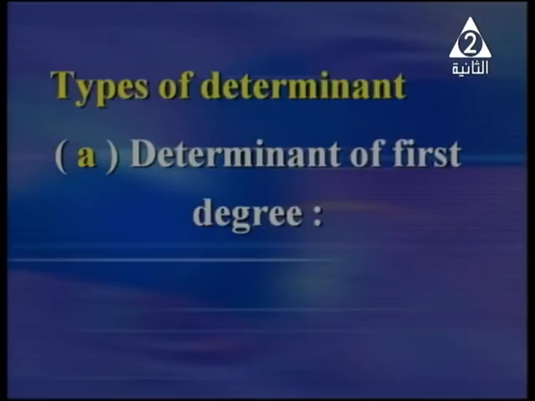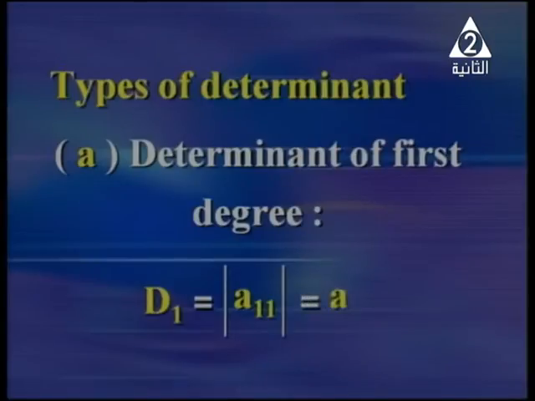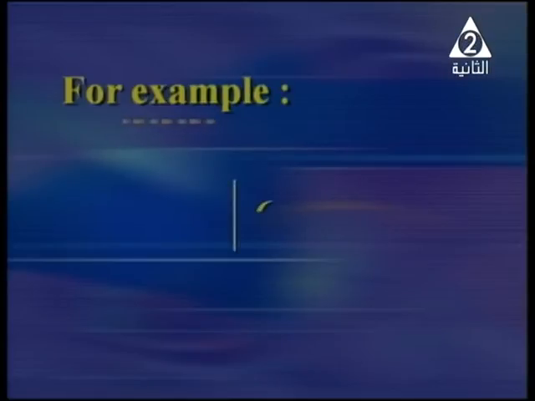What do you mean by determinant of the first degree? Look at D1 equals one row and one column, A11. This is called determinant of first degree. The value of determinant A11 is equal to A11. For example, determinant of 6 is 6. What do you mean? This determinant has one row and one column, its element is 6.